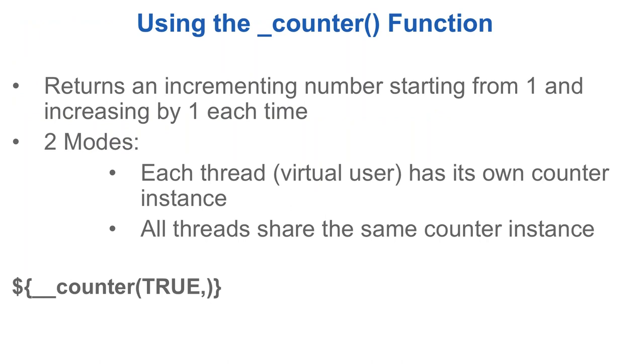Using the underscore counter function, JMeter provides the counter function, which returns an incrementing number starting from one and increasing by one each time. It has two modes. The first is as if each thread, which is a virtual user, has its own counter instance, or alternatively, all threads share the same counter instance. In our scenario, the relevant function will be, which you can see on the screen, dollar sign, counter, parentheses, true, close parentheses. In this case, true stands for an individual counter for each individual user, which is the first mode we decided to go with.